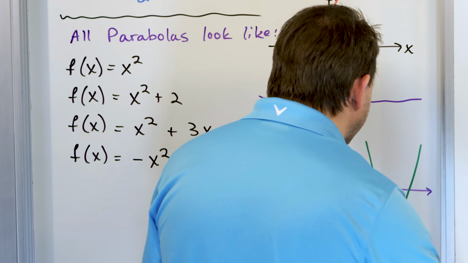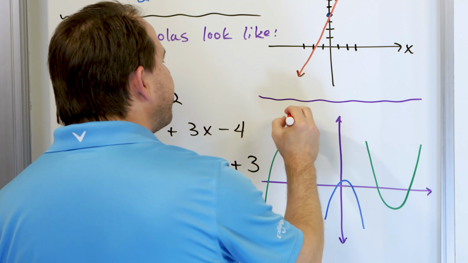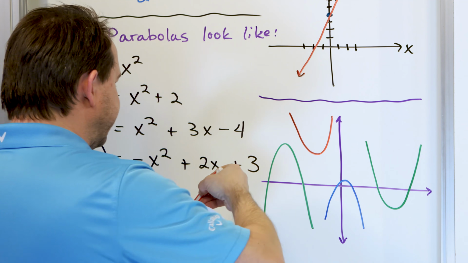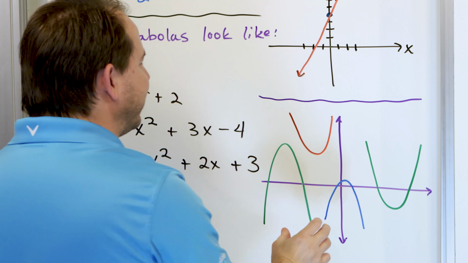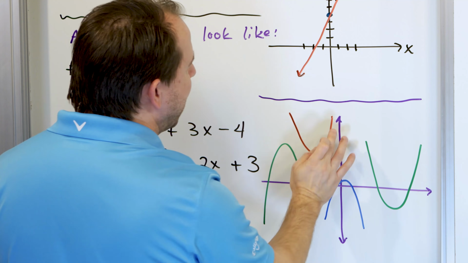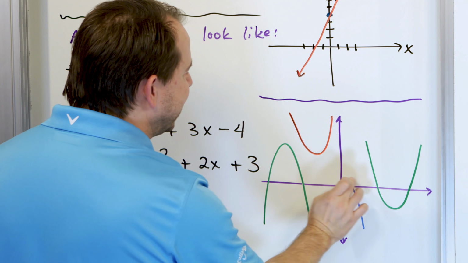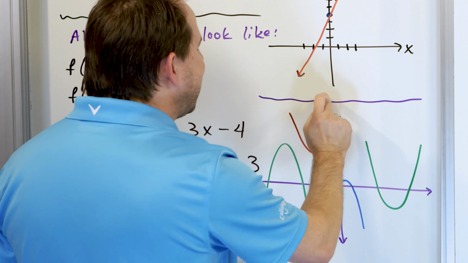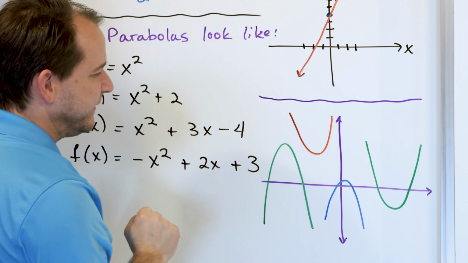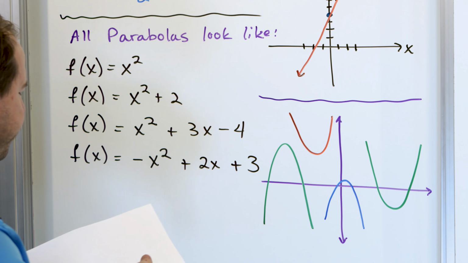And then here's the crazy part we're going to get into much later in algebra. The parabola might actually look something like this, that's not even crossing an axis at all. Notice that it would cross the y-axis, but I'm talking about it crossing the x-axis down here. The parabola might actually dip down and never cross the axis at all.